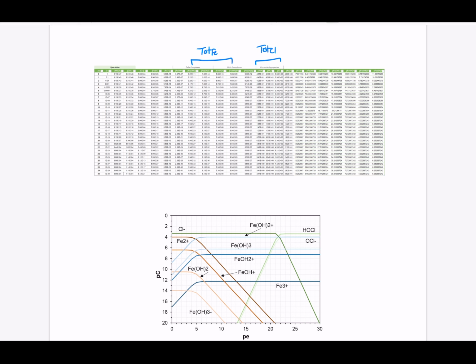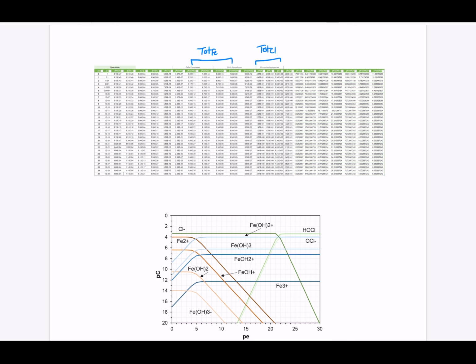But to quickly check, more reduced species are on the left, more oxidized on the right. Just to quickly check whether this was correct: Fe2+ and Fe3+, as you see, this is the concentration of Fe2+, and this is the concentration of Fe3+. So that follows the trend of Fe2+ on the left side of Fe3+. Any question? Okay, pretty straightforward.